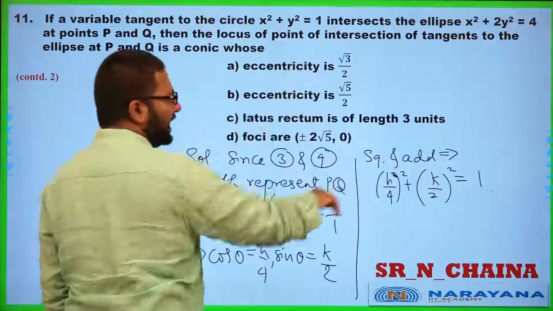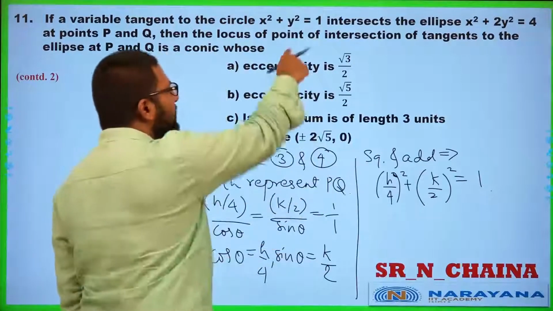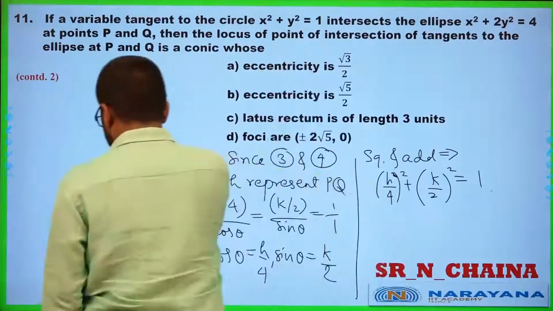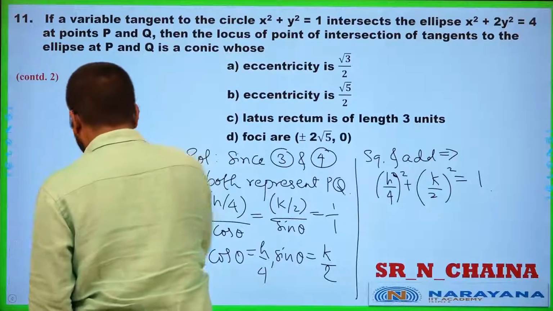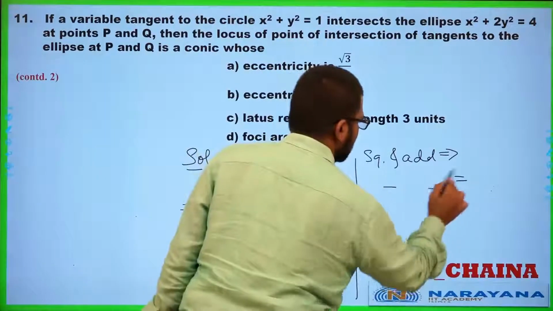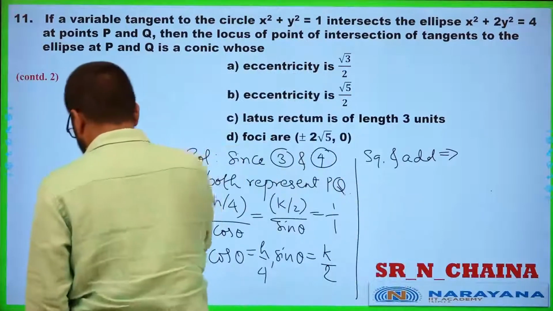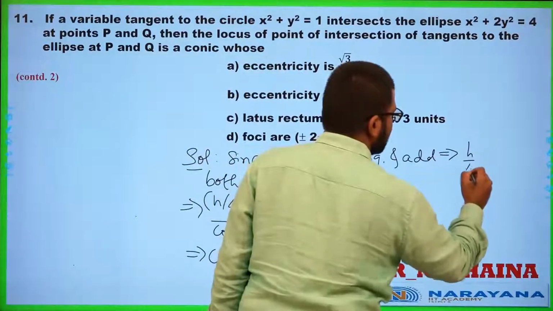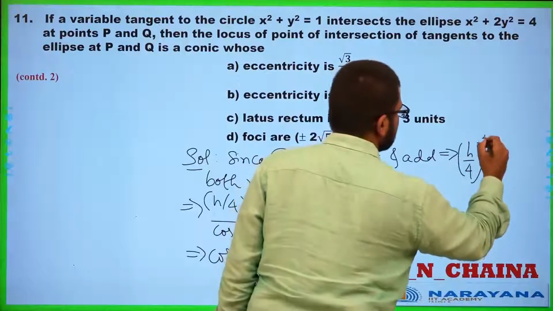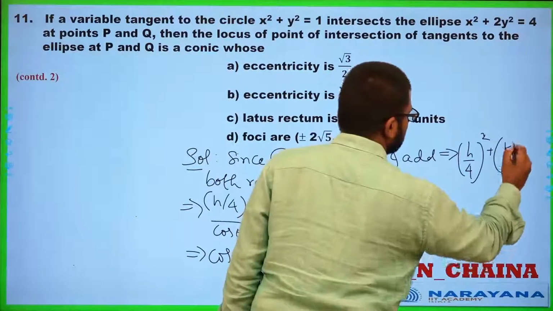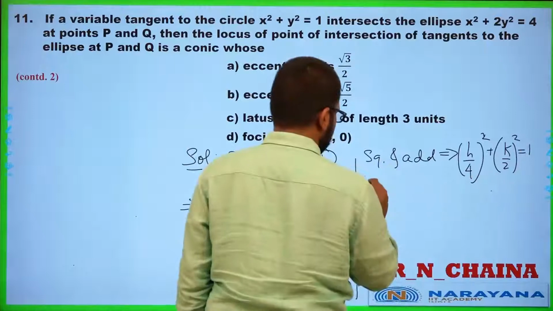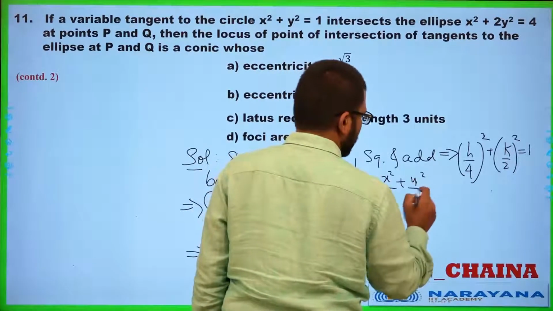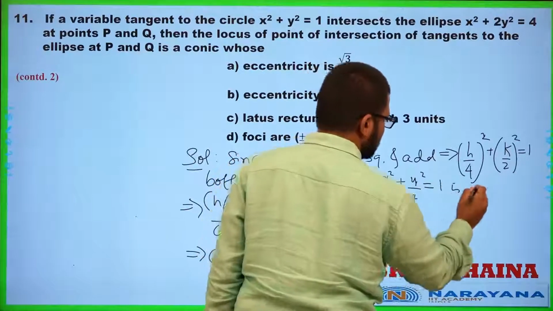Now this we know is an ellipse. For that ellipse we need to look at these. Let us write it as (h by 4) the whole square plus (k by 2) the whole square equal to 1. That is x square by 16 plus y square by 4 equal to 1, which is the locus.